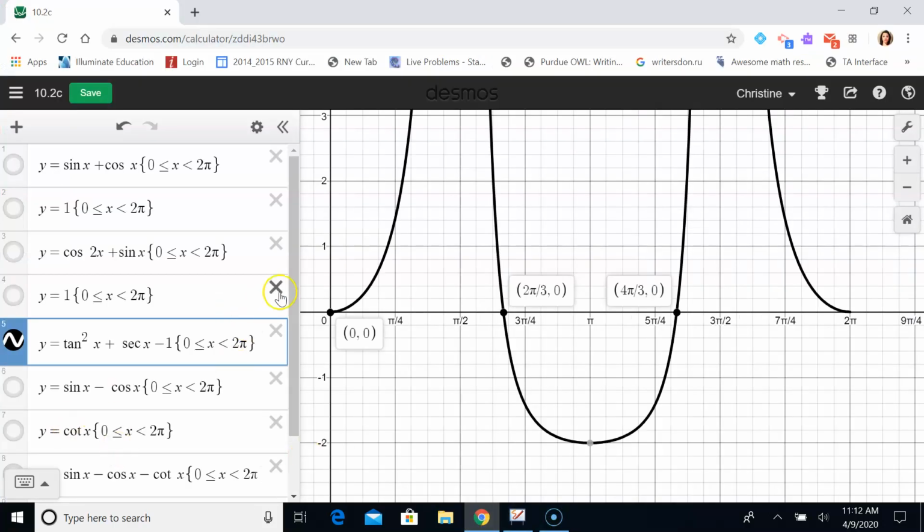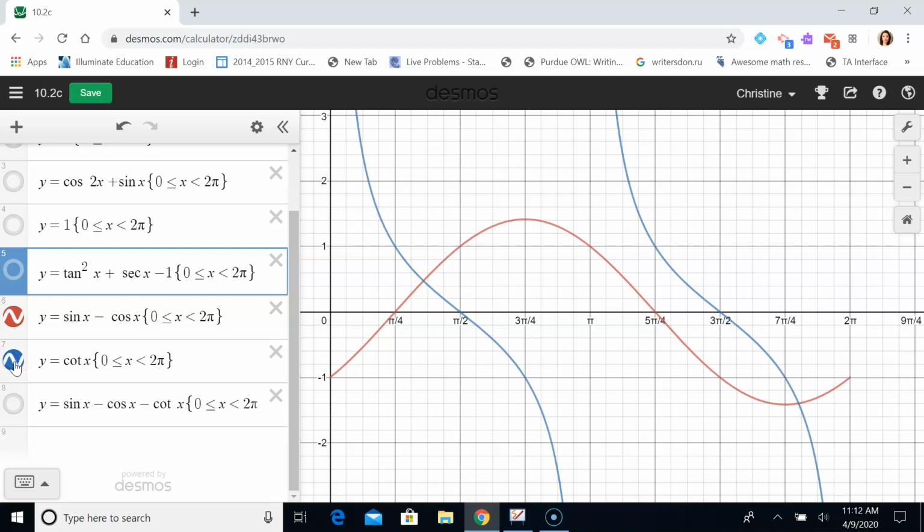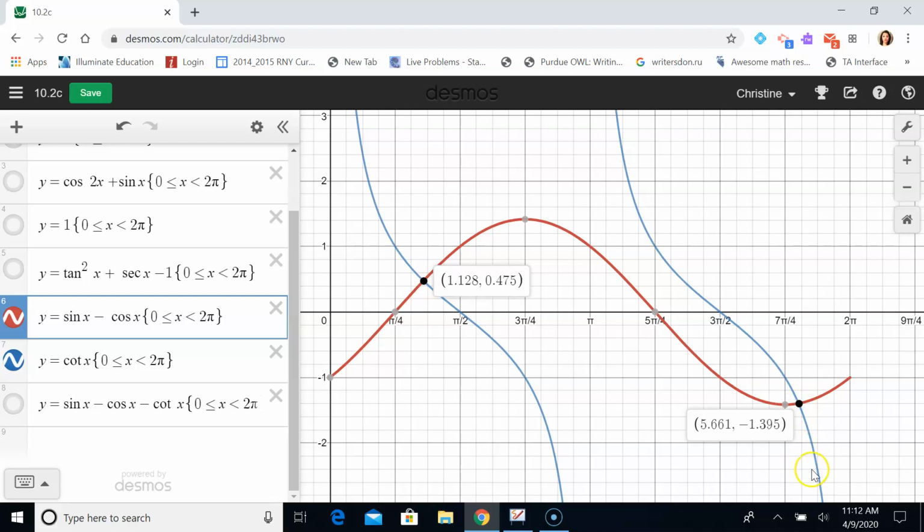So let's see. Let me turn off our last graph here. And so this was the left side of the equation, and equation 6 here, sine x minus cosine x over our restricted interval, and then here's cotangent x. And so if I wanted to find the solution for that, I would just say, okay, they share an answer at 1.128 radians and at 5.661 radians. So I could draw that picture.